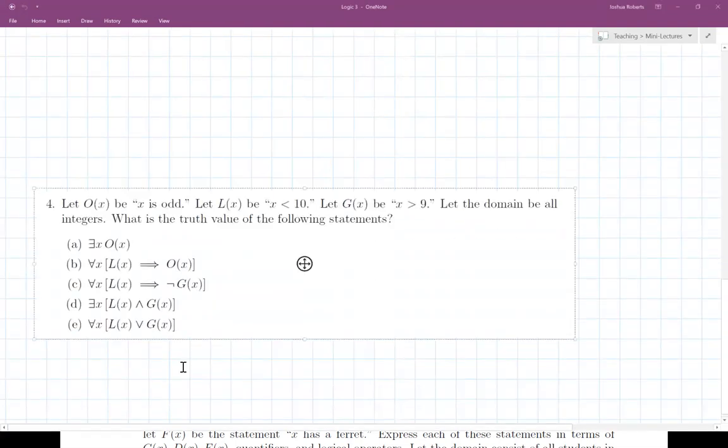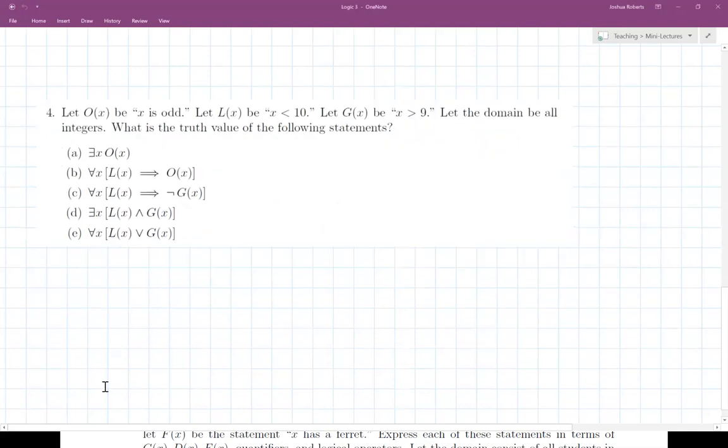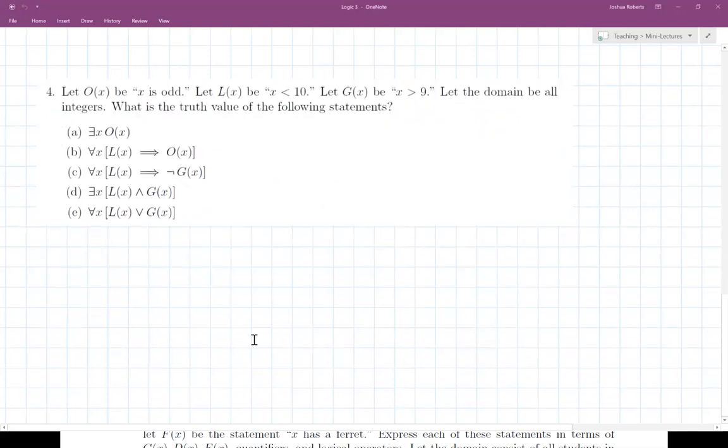Now we're going to be analyzing whether or not these are true statements or false statements. So let's do part A and part C and I guess part E. So part E says there exists an x such that O of x.